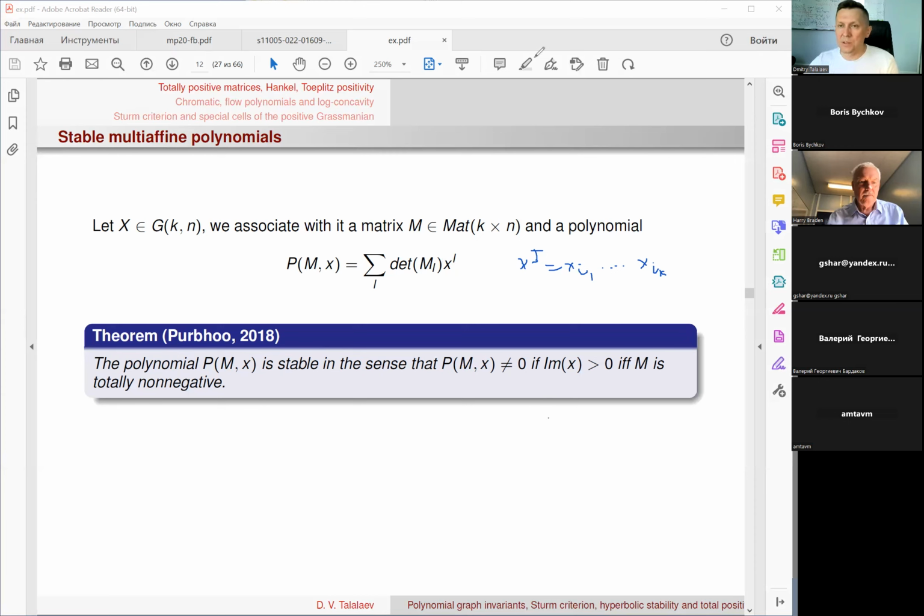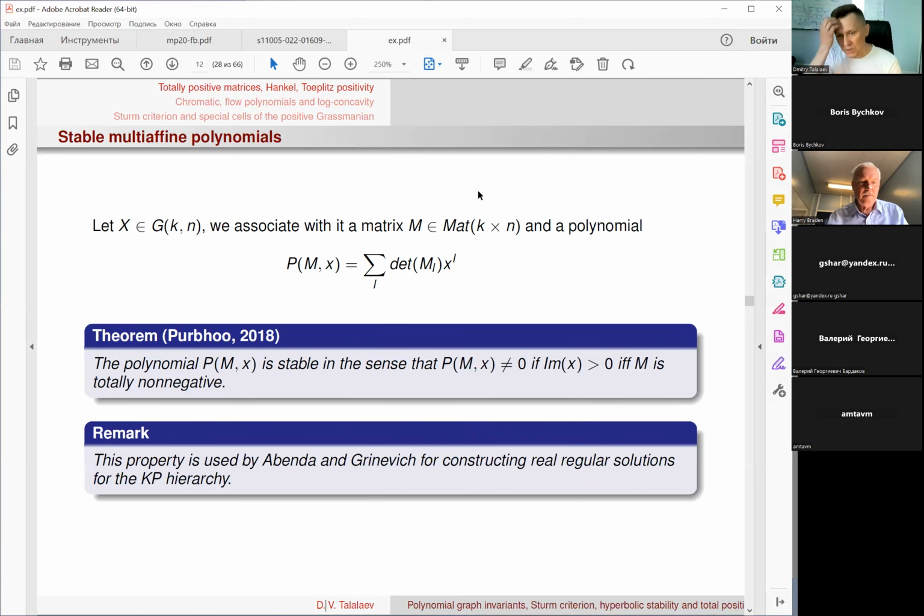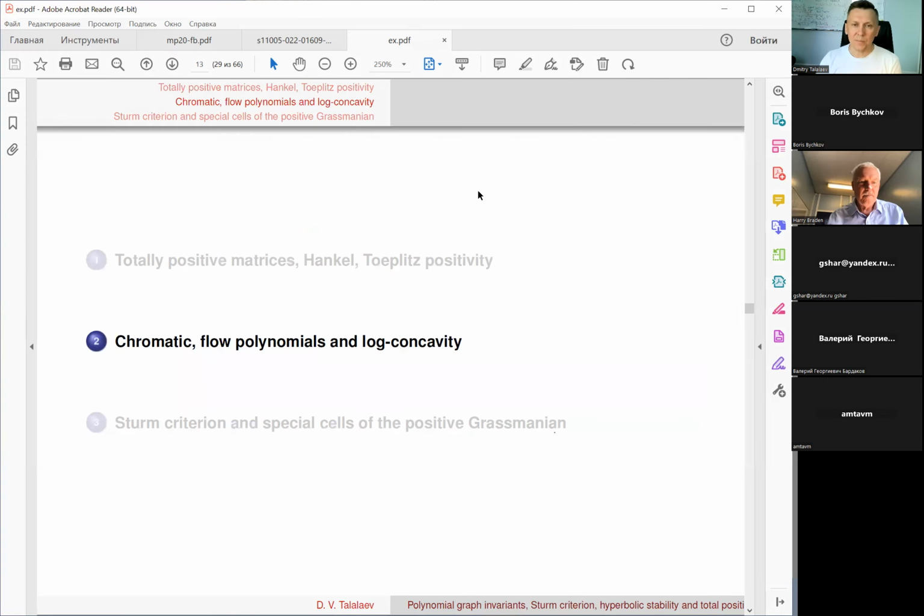And this construction is applied in some recent papers. For example, in the paper of Abenda and Grinevich for constructing a real regular solution for the KP hierarchy. Okay.